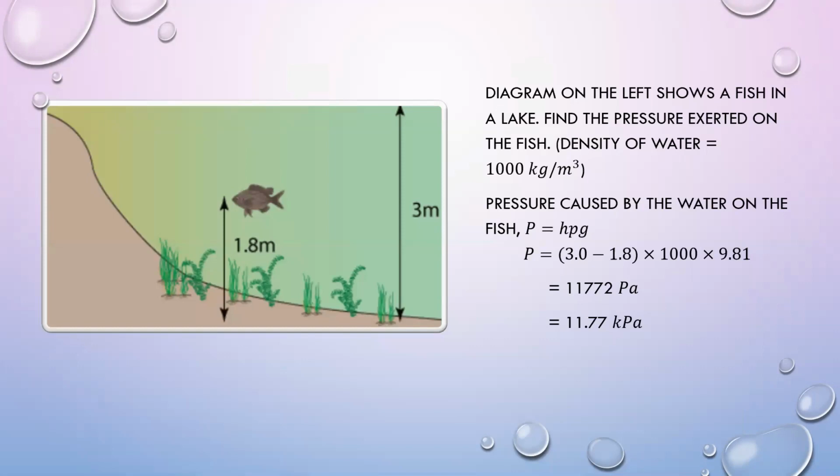In this diagram, we are required to find the pressure caused by the liquid on the fish. So the H we are taking is from the surface of the lake until the surface of the fish. So H is equal to 3 minus 1.8, which equals 1.12 meter. So P is equal to H rho G, 1.2 times 1000 times 9.81. So P will be equal to 11.77 kilopascal.